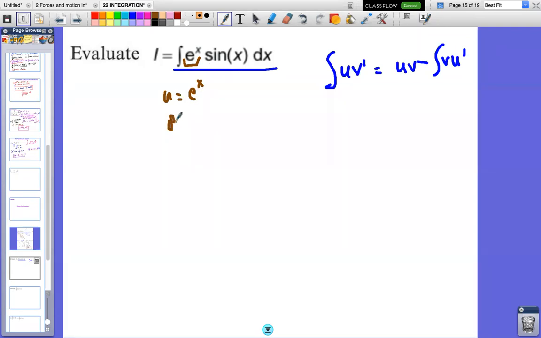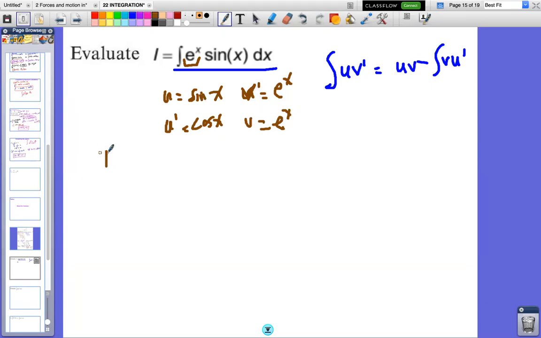So I'll choose my u to be sine x, since I can differentiate this quicker. So u prime will be cos x. I'll choose my v prime to be e raised to the power x because I can very quickly integrate this. So v will be e raised to the power x.